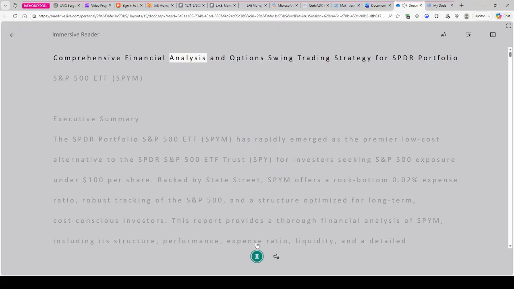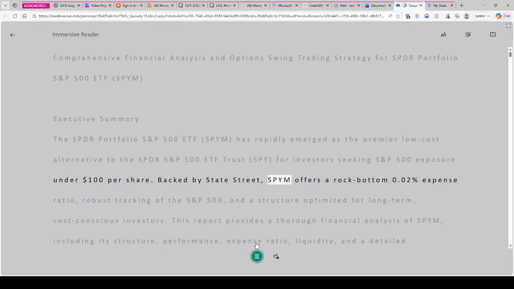Comprehensive Financial Analysis and Options Swing Trading Strategy for SPDR Portfolio S&P 500 ETF, SPYM. Executive Summary. The SPDR Portfolio S&P 500 ETF, SPYM, has rapidly emerged as the premier low-cost alternative to the SPDR S&P 500 ETF Trust, SPY, for investors seeking S&P 500 exposure under $100 per share.